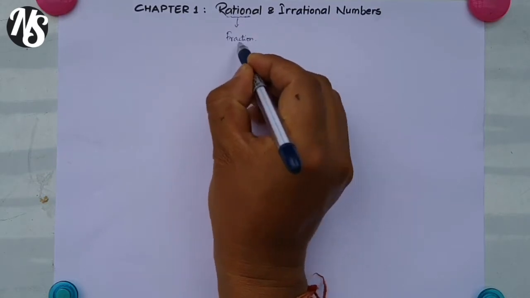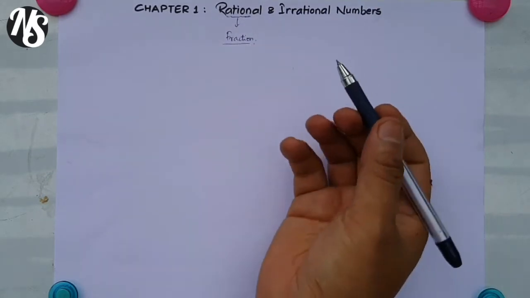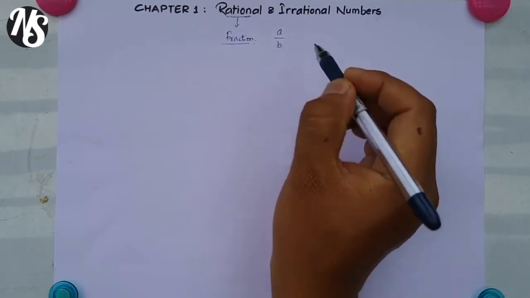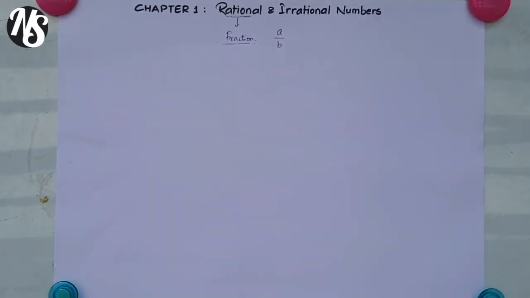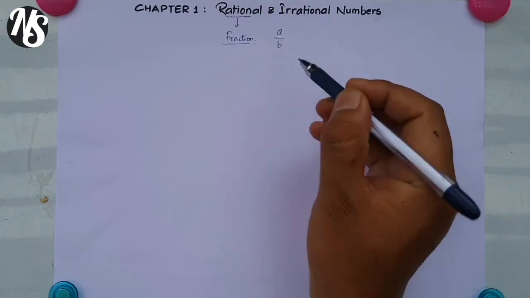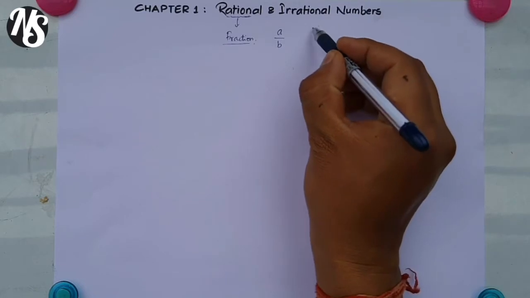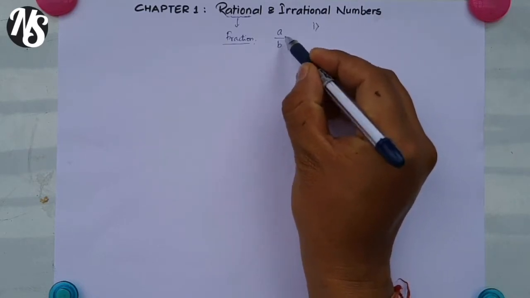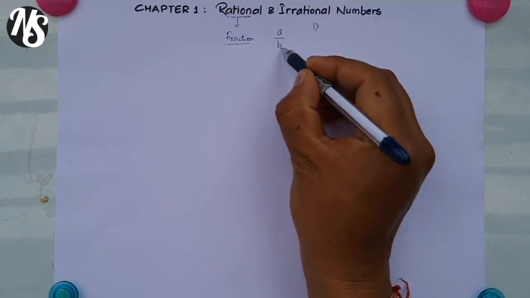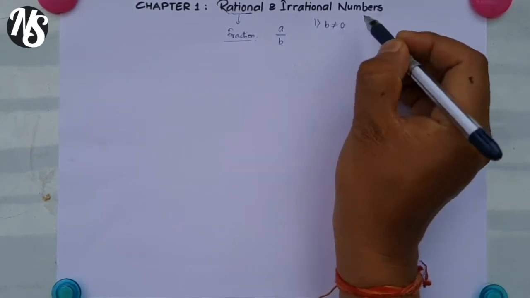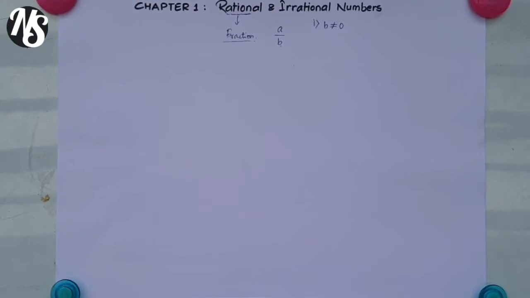If I ask you how you represent a fraction, you say I represent a fraction in this way, something by something. Now in this case, what you need to remember is the first thing: this is called the numerator, this is called the denominator. The denominator should not be equal to 0. That's the very important thing that you need to remember.